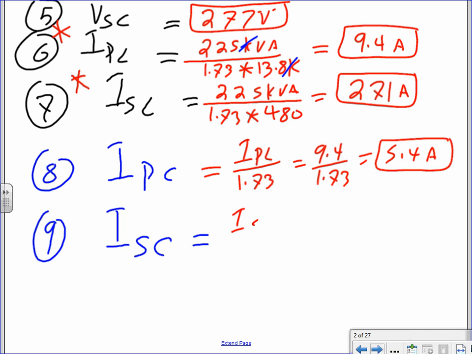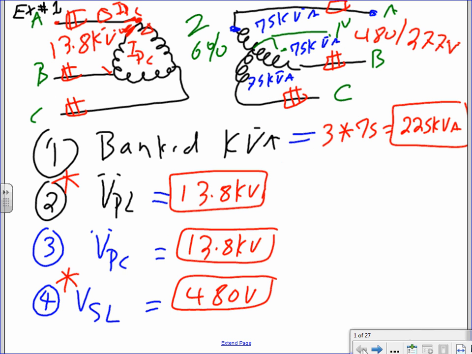I secondary line divided by 1.73, and that will get you 271 divided by 1.73, and that will give me a healthy... Oh, I'm sorry. On the secondary side, now I lost it. On the secondary side, it's a Y. I forgot that's a Y. On the secondary side, guys, it's a Y. It wasn't a delta. I forgot that it's a Y.